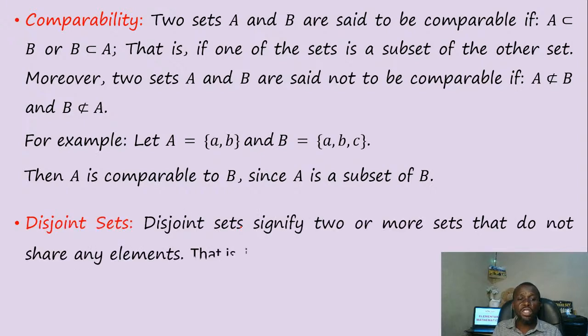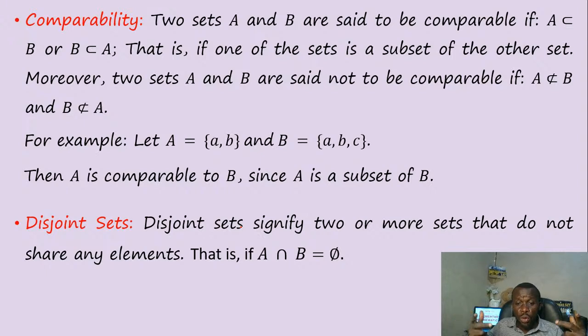So now the next one is disjoint sets. Anytime you see this negative prefix, joint is supposed to mean come together, but it makes it not come together. Sometimes in English, you just use English. Disjoint sets signify two or more sets that do not share any element. That is, if A intersection B is equal to the empty set, that means there is nothing common between A and B. That is the meaning of disjoint. They are not friends at all. They don't have anything in common.